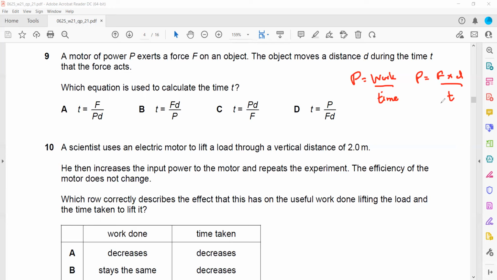But if we want time, time is in the denominator, so it will go to the numerator, and power is in the numerator, so it will move to the other side in the denominator. So time will be equal to force multiplied by distance divided by power. So B will be the right answer.